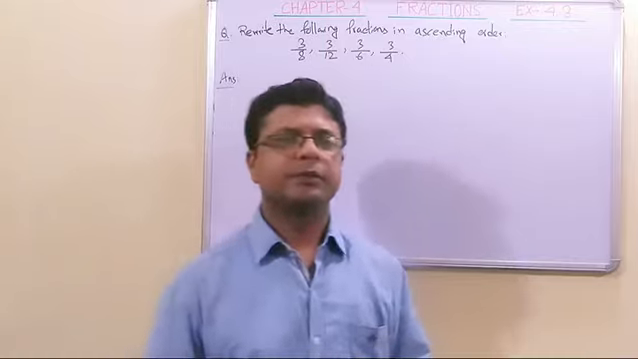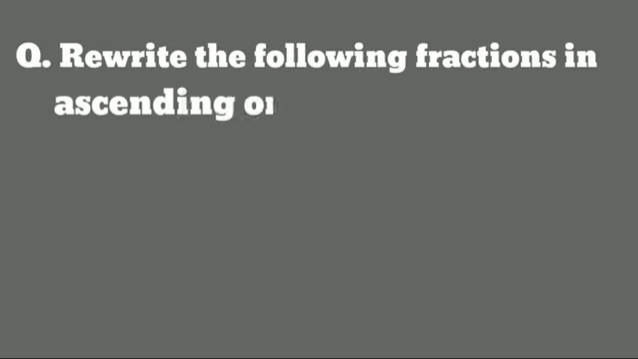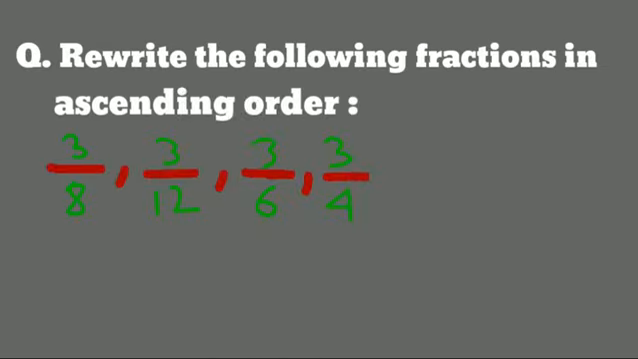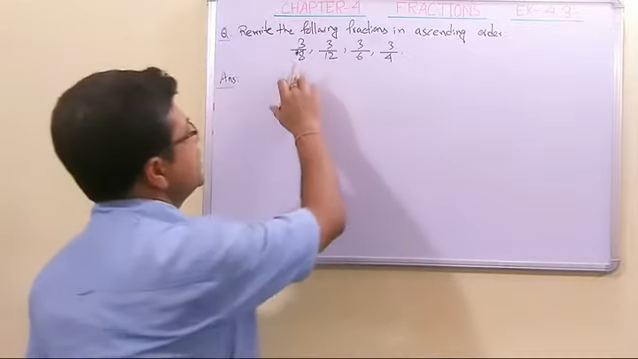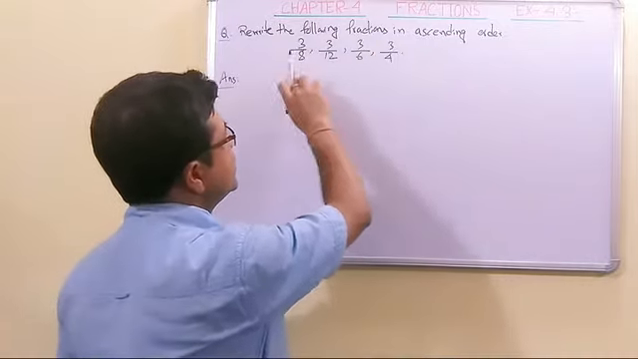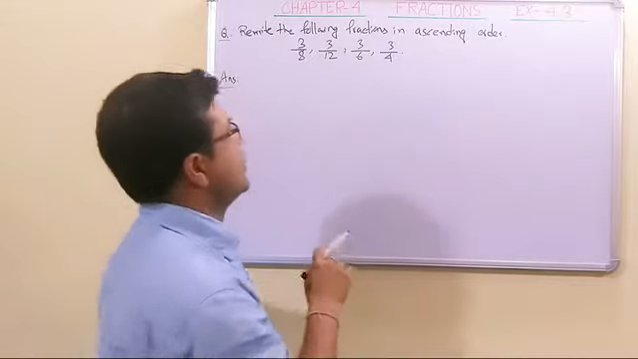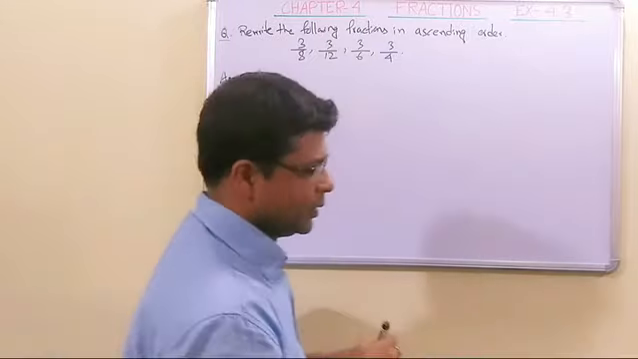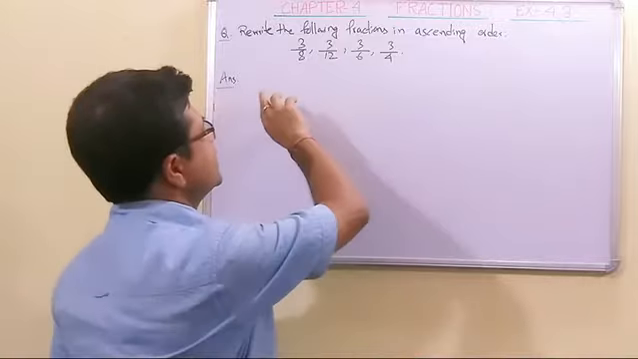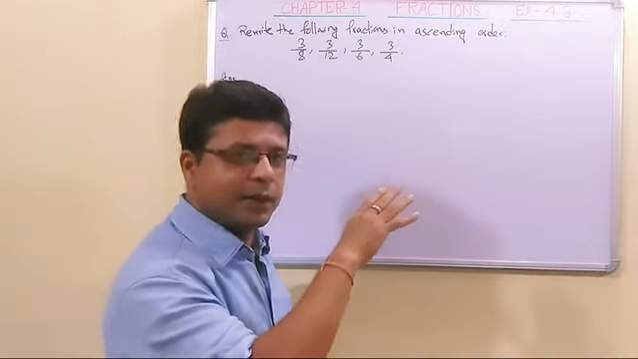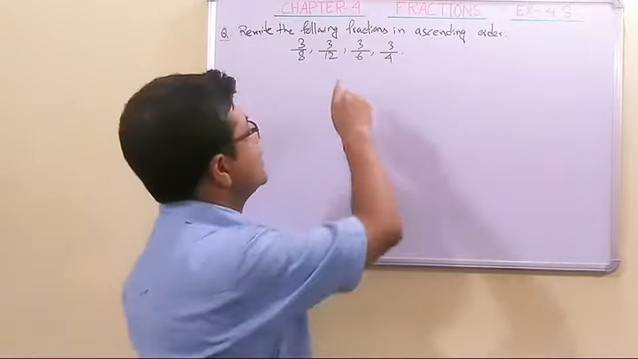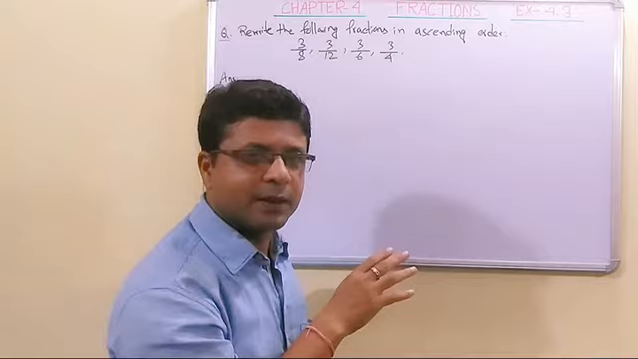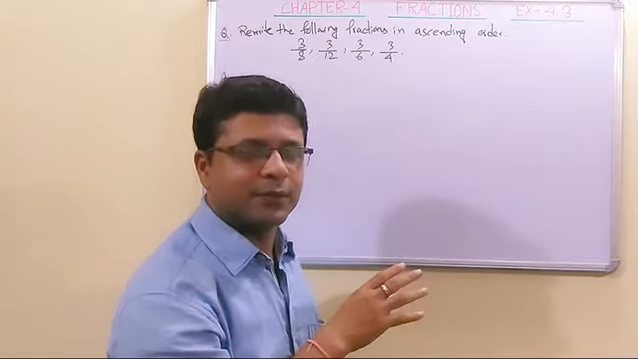So students, we are back with one more question. The question is, rewrite the following fractions in ascending order. The fractions are 3 by 8, 3 by 12, 3 by 6 and 3 by 4. Okay, we already have the concept. Here you see the numerators are equal, denominators are unequal. So how will we compare? Can you remember? Yes, smaller the value of the denominator, greater is the value of the fraction. Conversely, greater the value of the denominator, smaller is the value of the fraction.